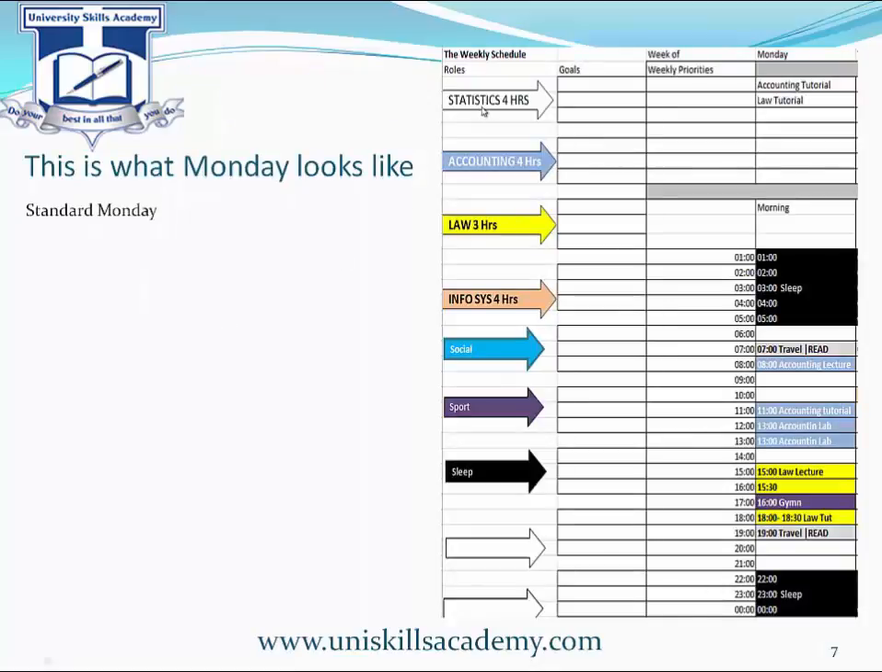Typical first year business course. Statistics, accounting, law, information systems. So we travel to uni as previously discussed at 7. We're in class by 8 for accounting. 2 hours off, 3 hours of accounting, an hour off, an hour and a half of law, an hour and a half off, an hour and a half of law, home, food, rest, bed. Pretty serious Monday. This is how we can use those gaps.